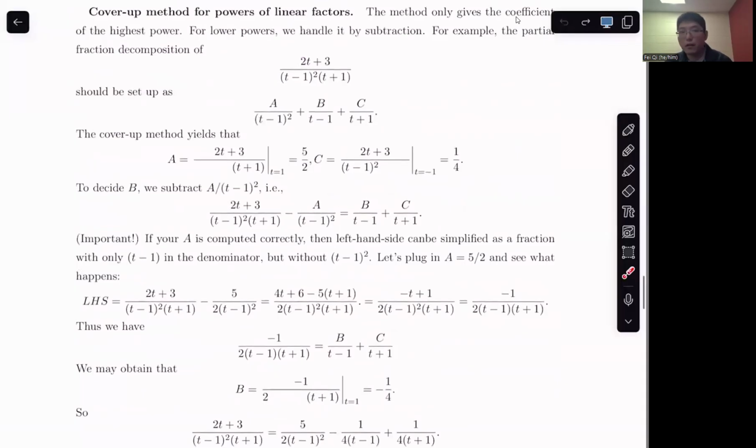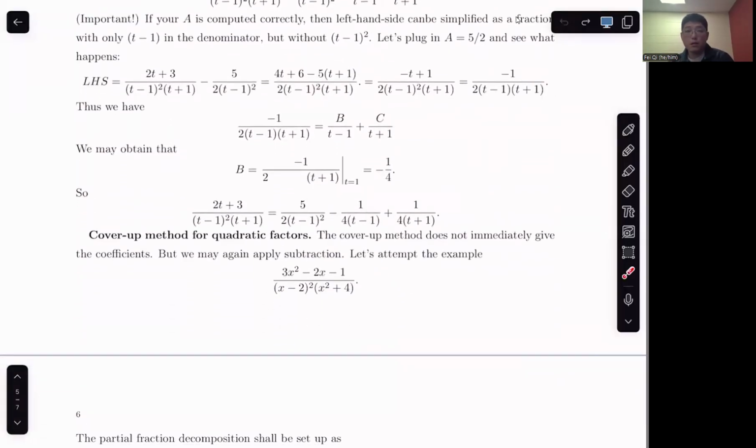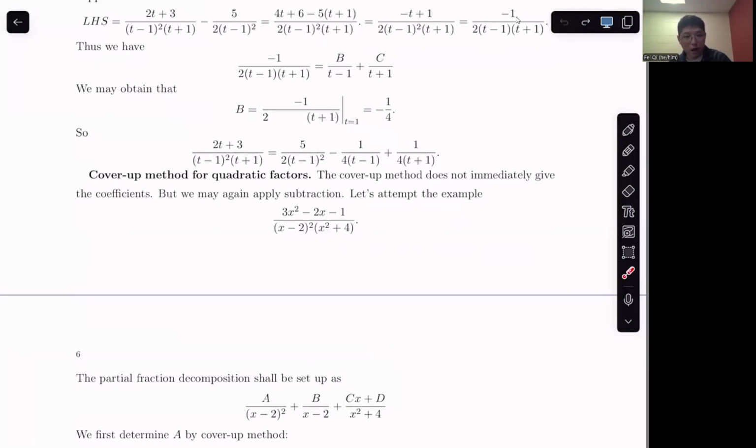This will be the cover-up method for powers of linear factors. So aside from the powers of linear factors, if there exists only one quadratic factor, the cover-up method can also apply. The only issue is, the cover-up method does not immediately give the coefficients, but we may again apply subtraction. So let me explain further details about how we apply the subtraction in this case.